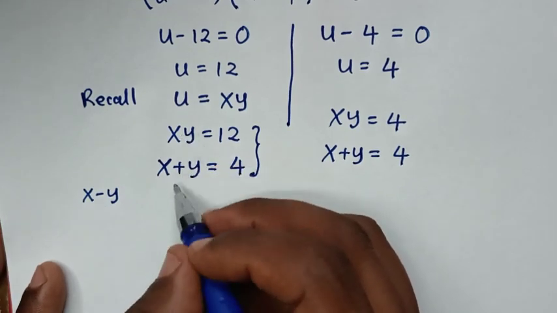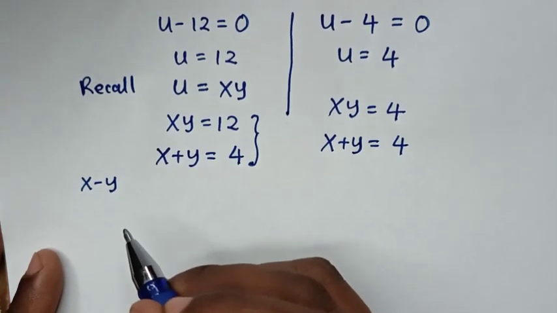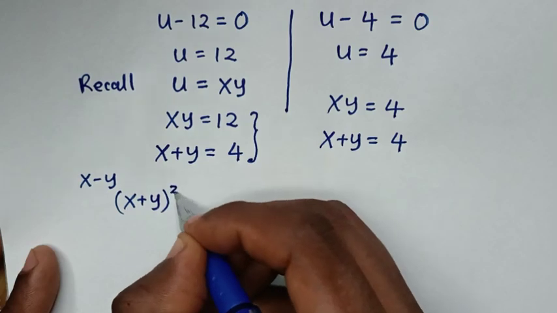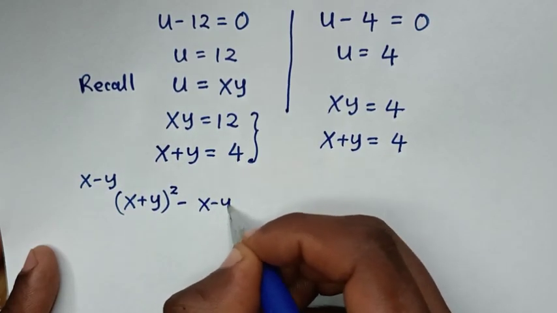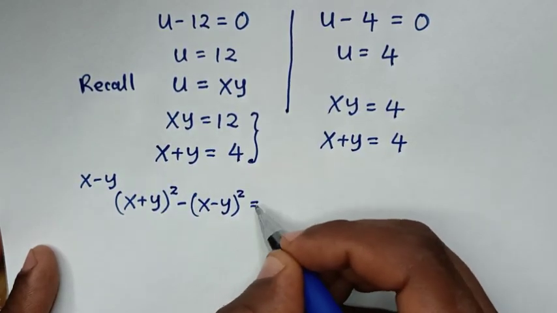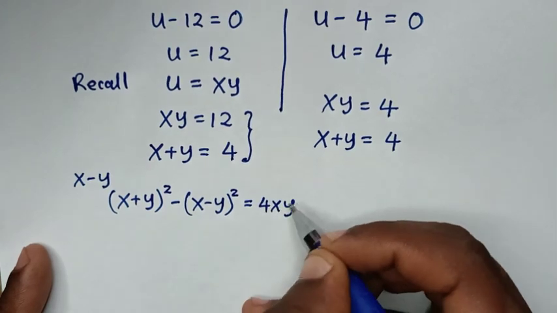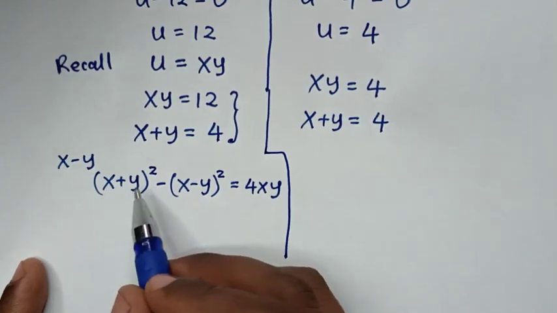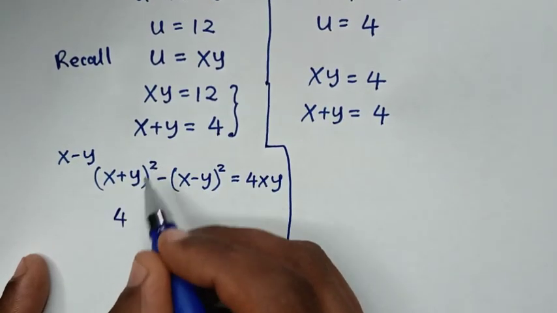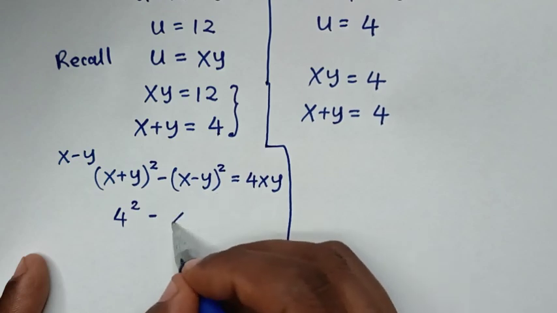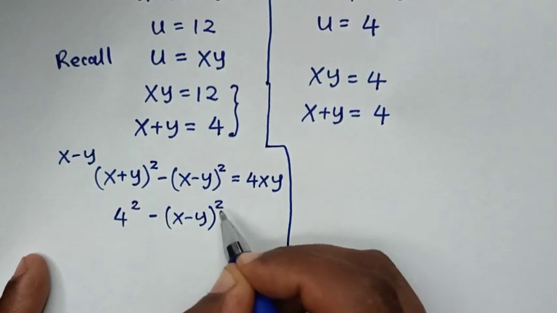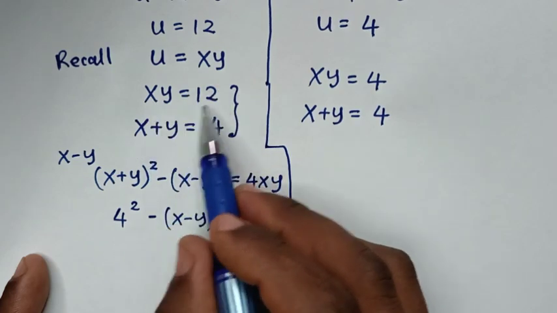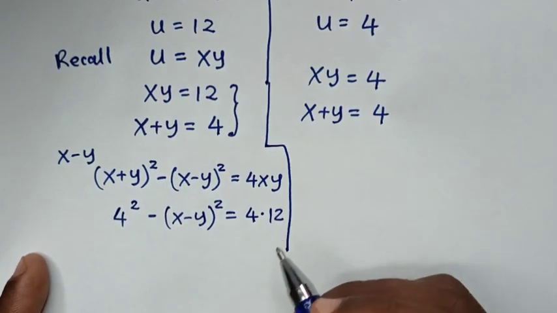Then from these two equations, to get x minus y, we'll apply the algebraic rule: (x plus y) squared minus (x minus y) squared is equal to 4xy. So here, x plus y is 4, so it will be 4 squared, minus (x minus y) squared is equal to 4 times xy. Xy is 12, so it will be times 12.